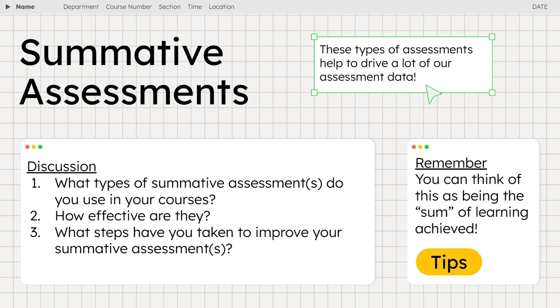Others do more hands-on community service type activities. There are lots of different ways in which you can do this, and the effectiveness is going to rely on individual sections, individual instructors' strengths, and then also, too, thinking about the outcomes. How effective are they in making sure those students are meeting those outcomes? You could have a phenomenal assignment, but it may not be doing exactly what it needs to do. More on that in a moment when we talk about alignment.